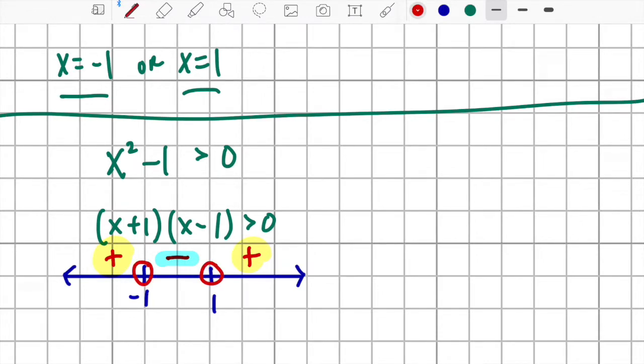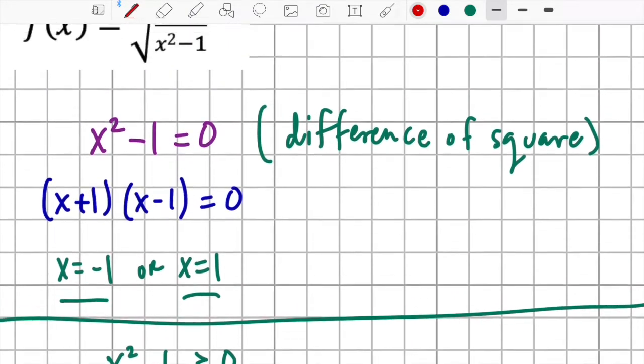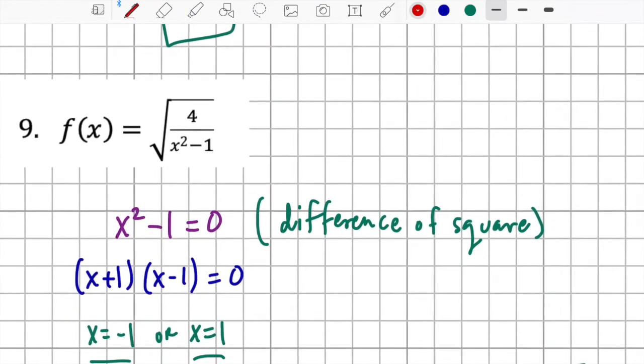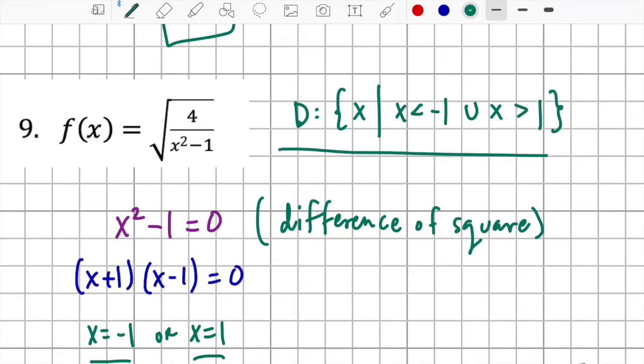Here, let me do this so you guys can see it. So I'm going to put an open circle there, and I'm not going to include it. We do not include those. So the domain for this function is x such that x has to be less than -1, not equal to, because if it's equal, we get a 0 in the denominator, union x greater than 1. So that is our domain.